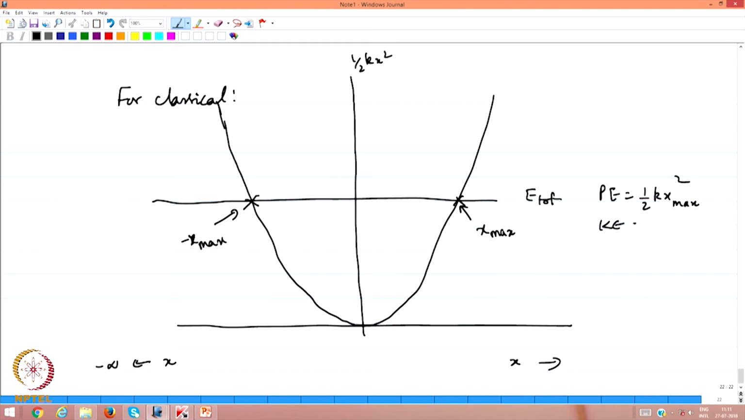Kinetic energy is 0. Okay. So this is item 1, and that corresponds to this point. Now let us take any point in between. Let us take this point. Let me use a different color. Okay, let's take this point and the corresponding point here.